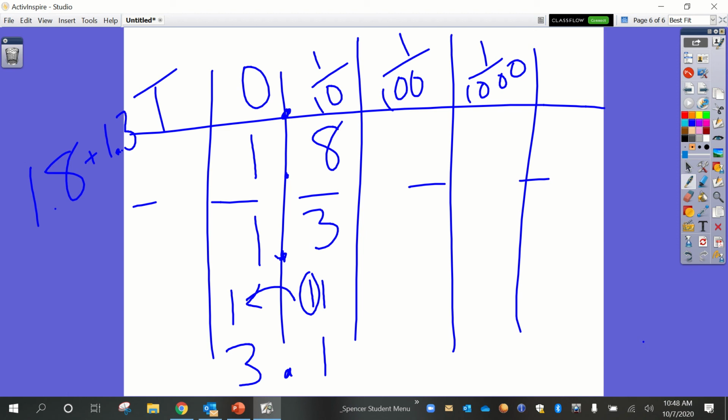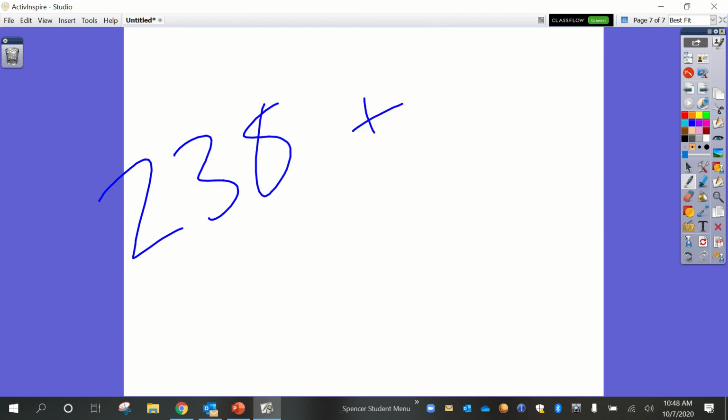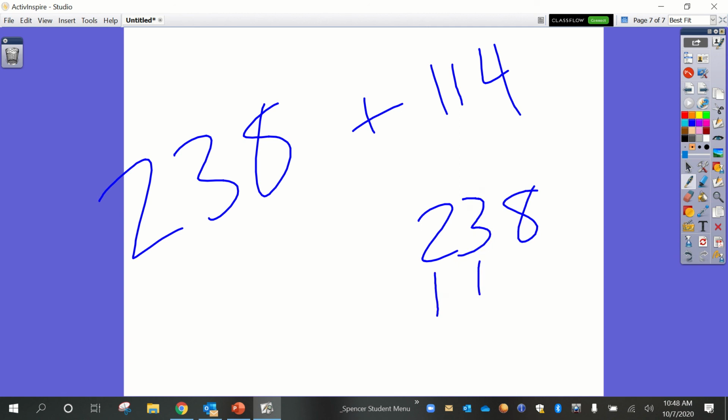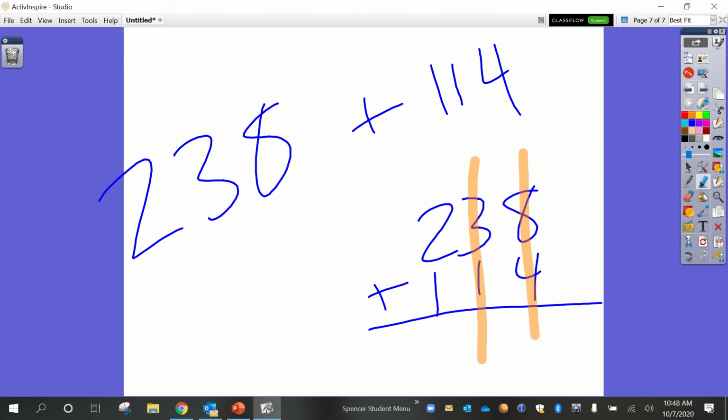So, okay, we've seen using unit form. We see how we can use our place value chart to help us. Let's just use the standard algorithm. So what I mean by that is if I just had two whole numbers, 238 plus 114, what would you do? Well, you'd stack them. 238 plus 114. And we're going to add those. And you just put ones over ones, tens over tens, hundreds over hundreds. Well, the same thing is going to be true with decimals. We just have to make sure everything's lined up. So let's go ahead and practice.